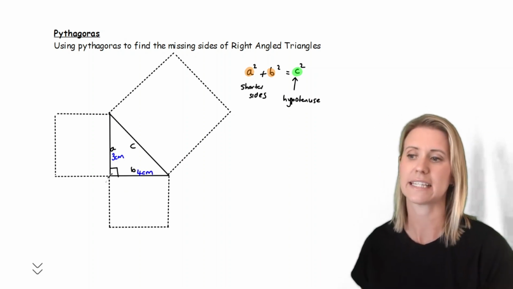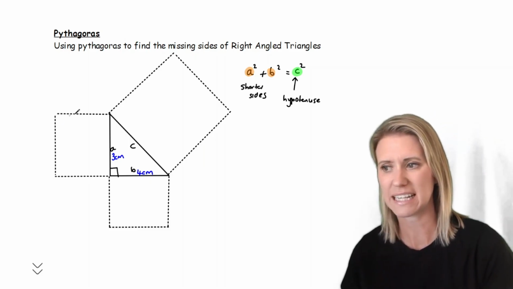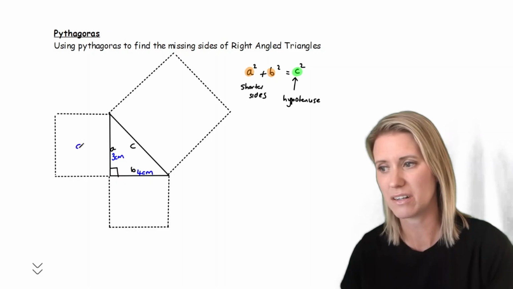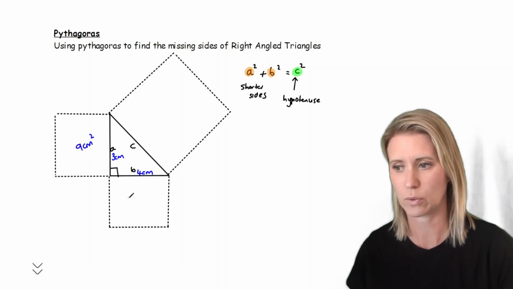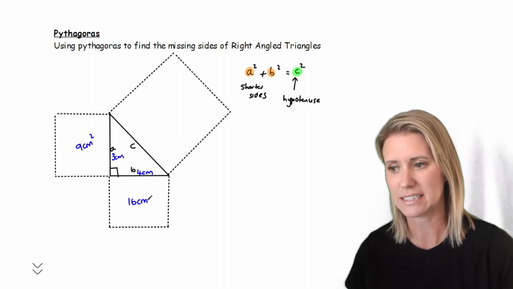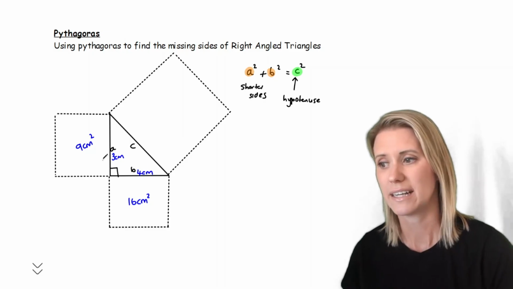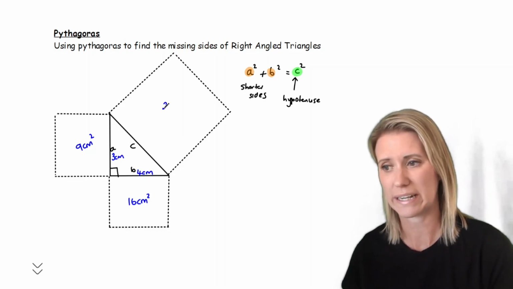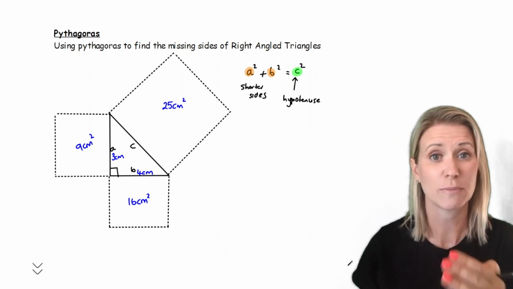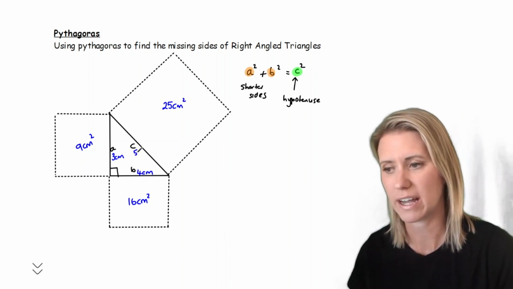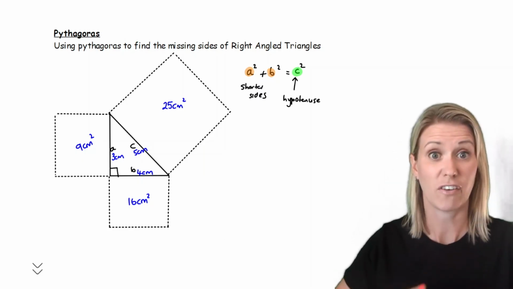Now the theorem states that if we square A, now that means we're doing 3 times 3. So let's say it's the area of this box here. So that would be 9 centimetres squared. Then we square 4. Well, 4 squared is 16. So that gives us 16 centimetres squared. It would be equal to the hypotenuse squared. Now 9 plus 16 is 25. So in order to create a box that is 25 centimetres squared, the side length of C would be 5 centimetres. And that is how we use Pythagoras to find out the missing length.